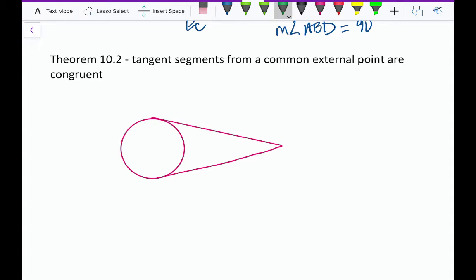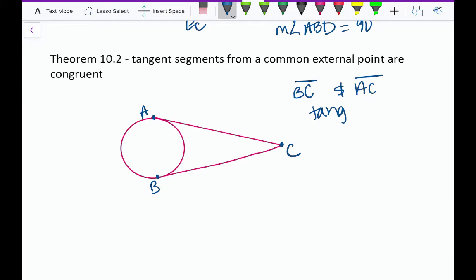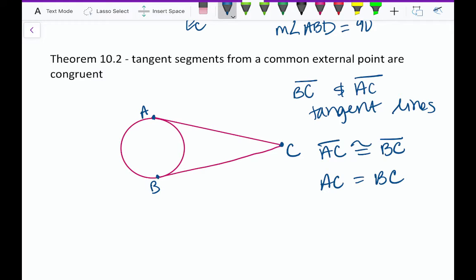The last theorem here: tangent segments from a common external point are congruent. So this is point A and point B. Those are the points of tangency. And this out here is point C. Both of these tangent segments, segment BC and segment AC, are tangent lines, and they share this endpoint C. Because of that, segment AC is congruent to segment BC, which means the length of AC is equal to the length of BC.